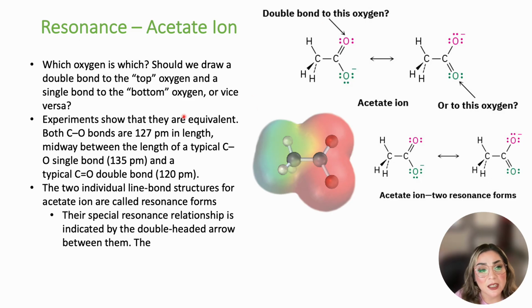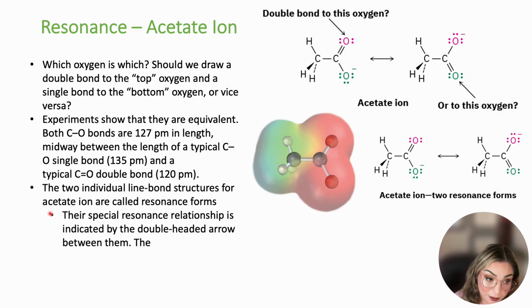So what we actually see is that the length is 127 picometers, which is about at the midpoint of a carbon oxygen single bond, which is 135, and a carbon oxygen double bond, which is 120. Remember, double bond stronger, so it's shorter. Single bond weaker, so it's longer. And you see 127 is somewhere in the middle for that.